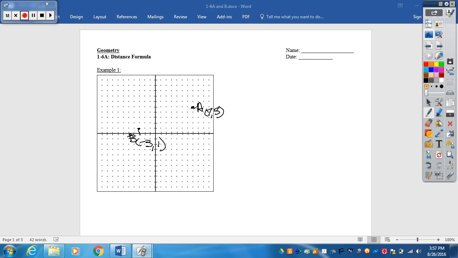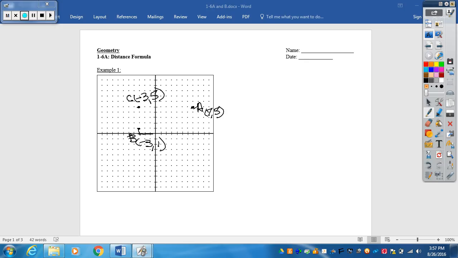Now, I'd like to be able to find the distance between those 2 points, and there are several ways you can do that. But before we find the distance between A and B, let's put point C up here, which is going to be at negative 3, 5. So negative 3, then up 1, 2, 3, 4, 5, right there. So C is at negative 3, comma 5.